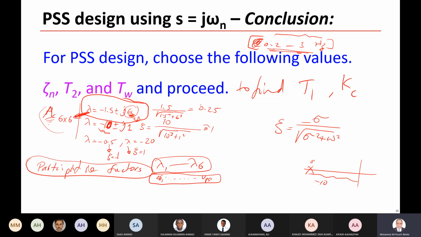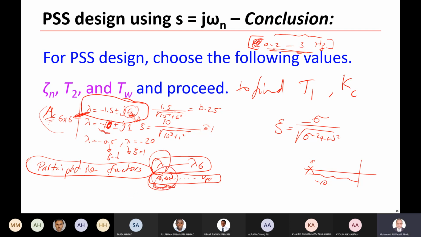Assume that lambda 1 and lambda 2 have high participation factor with respect to delta and delta omega. This mode, lambda 1 and lambda 2, is one mode, because lambda 1 is positive and lambda 2 is negative. So this mode is related to the electromechanical part of the machine, delta and delta omega. So this is of our interest. We are interested in this mode, our main focus, which is related to the swing equation, delta and delta omega.